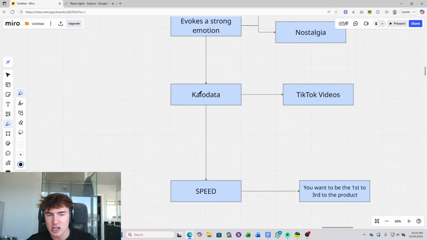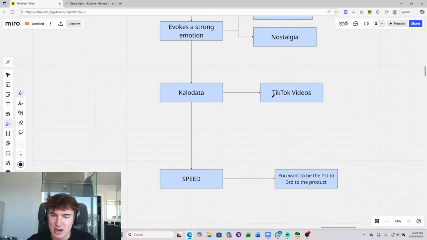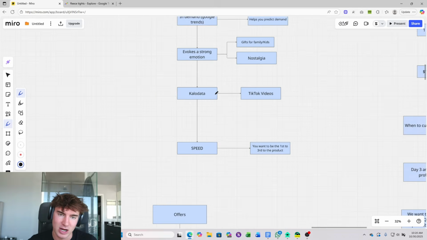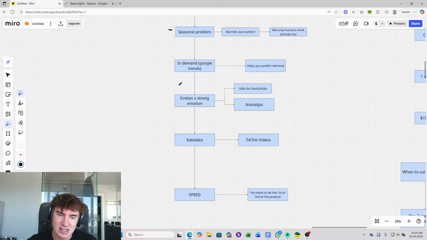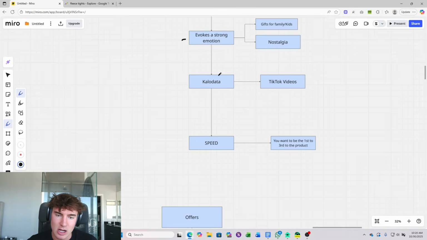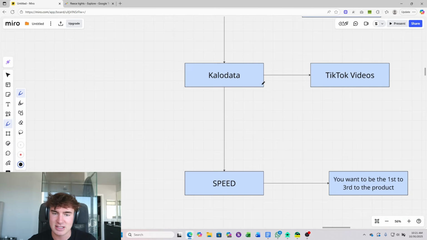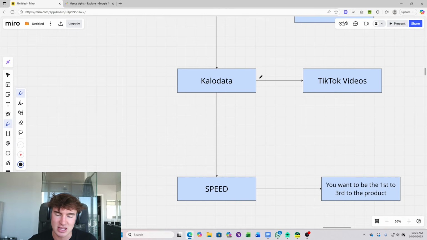Now where we're going to be looking for these products is strictly Calidata, and basically with Calidata, around this time you are going to start to see a lot of Q4 products and a lot of products that hit seasonal and evoke emotion come up a lot in Calidata. It's going to start trending up. You guys are going to start seeing these all over.